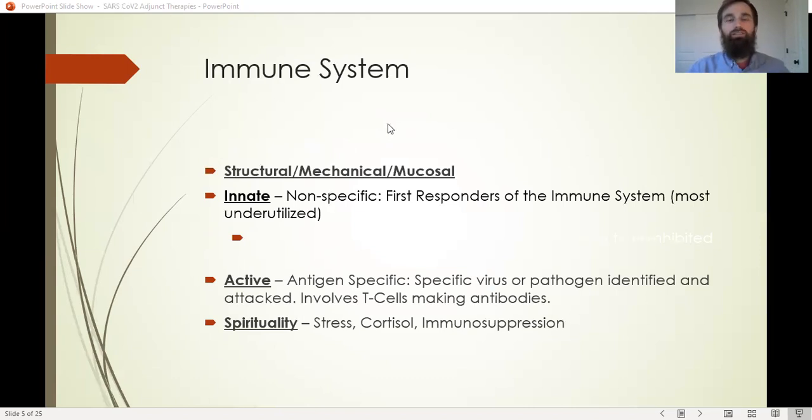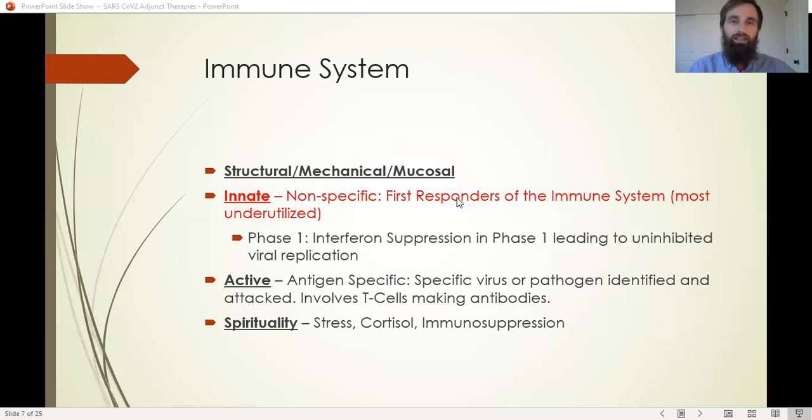We also talked about the immune system, some of the different facets of your immune system. We talked about the structural mechanical, the innate part, the adaptive part, and the spirituality part. We focused in on the innate part of the immune system, the non-specific broad spectrum part. Again, all 4 of these work together as a team in different things. And we mentioned the interferon suppression in phase 1.